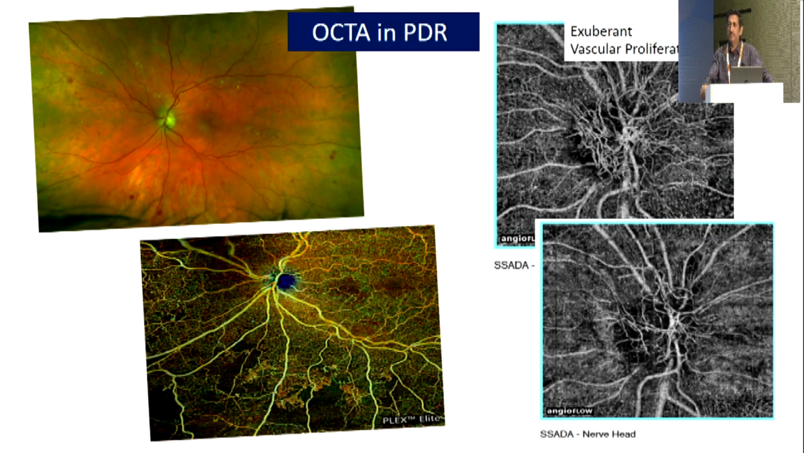The other is, it's very good to pick up new vessels. Sometimes there is always a confusion whether it's an IRMA or an NVE. So OCTA picks up the neovascularization in a very good way, and it's very good for follow-up also. So you can see here, there's a large exuberant vascular proliferation, small capillaries, and post laser it has sort of come down.